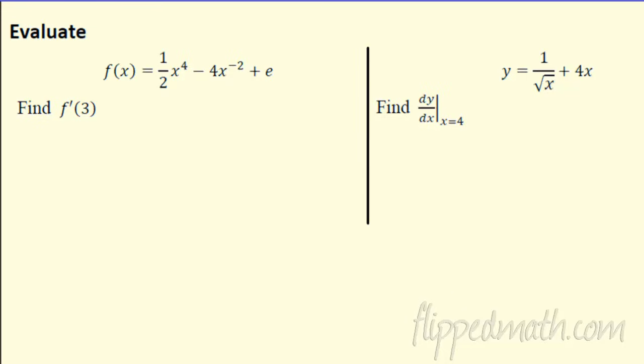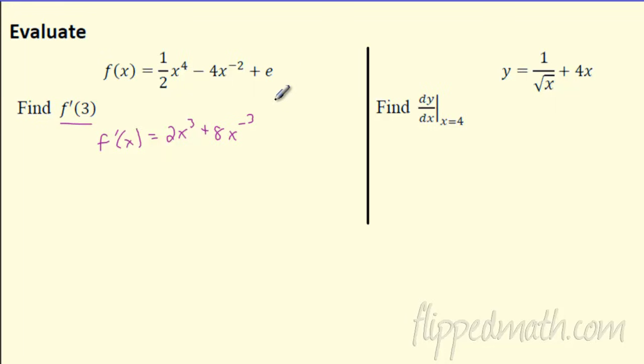So let's do the same thing, just throwing in there if we want to evaluate it. So this one I don't need to rewrite. I can go straight to the derivative. So 4 times 1/2 is 2. Drop that power 1 is 3. Negative 2 times a negative 4 will be plus 8x to the negative 3.